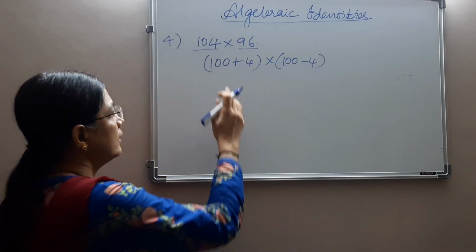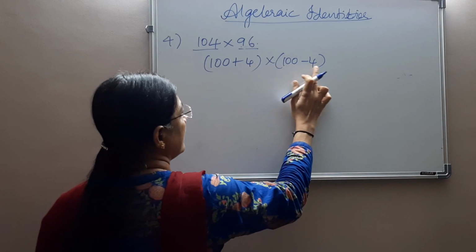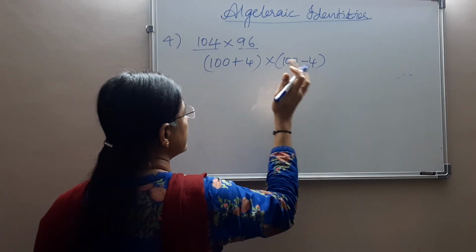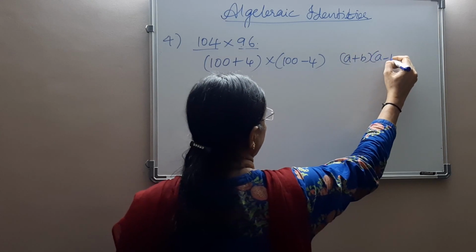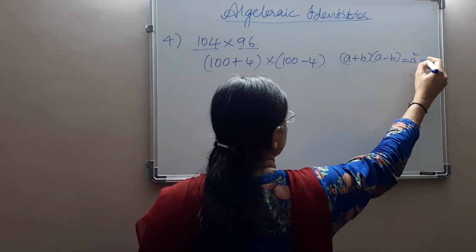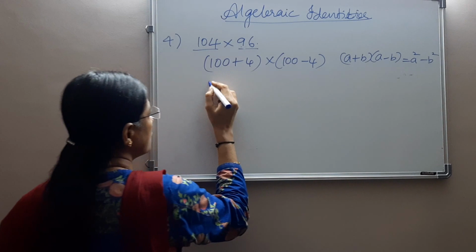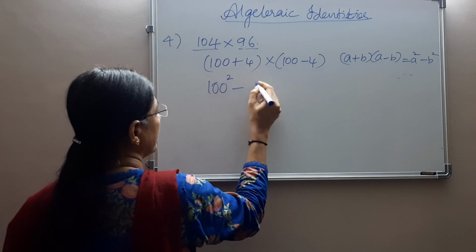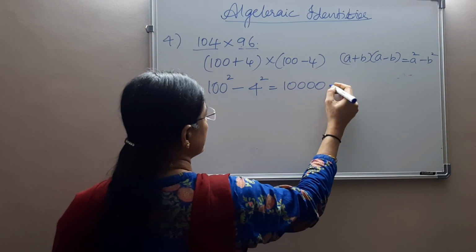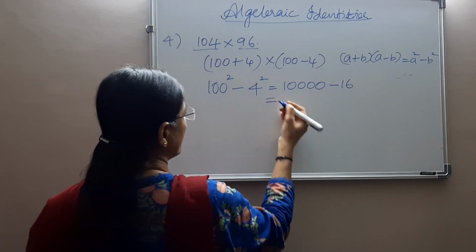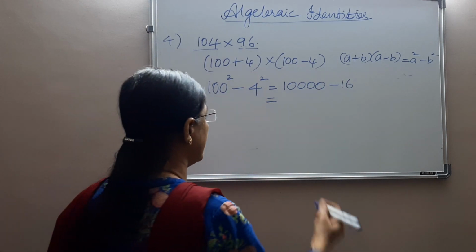See, we have a plus b and a minus b. Because a is same, b is same, we have (a plus b) into (a minus b) is nothing but a squared minus b squared, isn't it? So 100 squared minus 4 squared. See how simple it is. 100 squared is 10,000 minus 16. What is 10,000 minus 16?